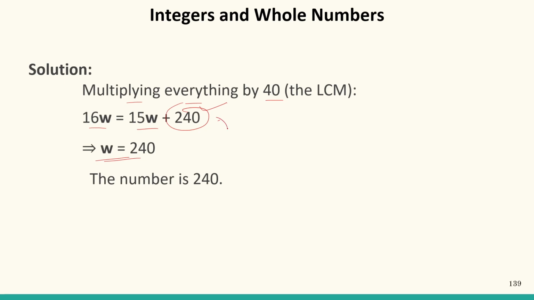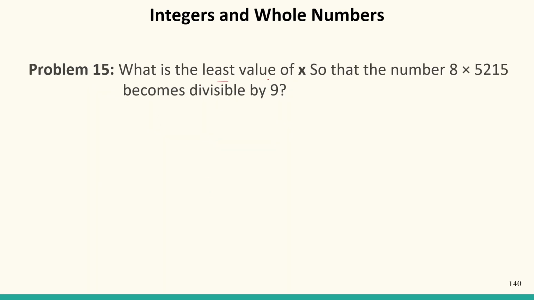So how to solve from this to this? Let's try to negate 15W on both sides. So 16W minus 15W is equal to 15W minus 15W plus 240. So what we can see here is that this is equal to 0 cumulatively. So W is equal to 240. Okay, we can conclude this. So the number is 240.